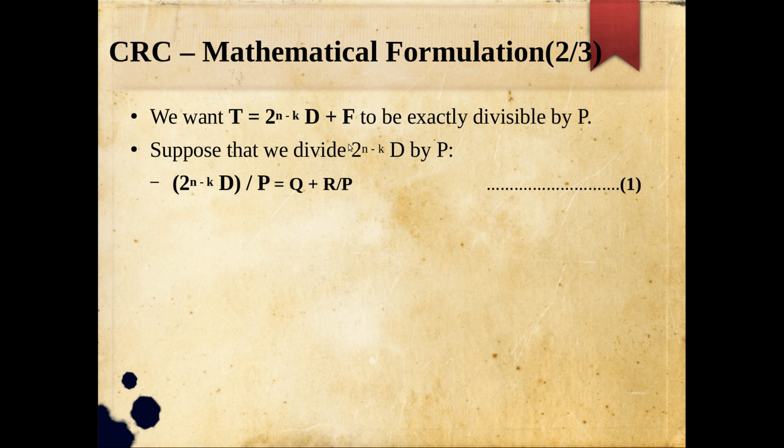When you are dividing by P, you are equivalently dividing this k bits part by P, and this F part by P. The whole thing divided by P means this one divided by P and this one divided by P. So we are not thinking about this part. Suppose we divide this part, that is 2 power n minus k into D, with P. We don't know what the result is.